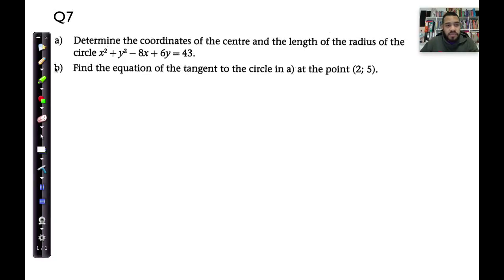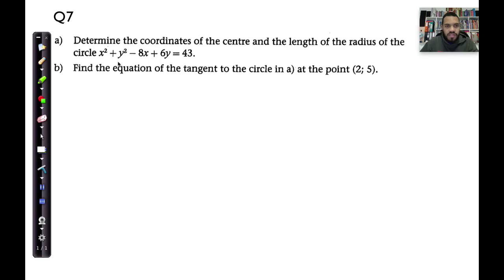As you can see, we've got two questions here. Determine the coordinates of the center and the length of the radius of this circle with equation x squared plus y squared minus 8x plus 6y is equal to 43. And then they want us to find the equation of the tangent to the circle in A at a specific point.